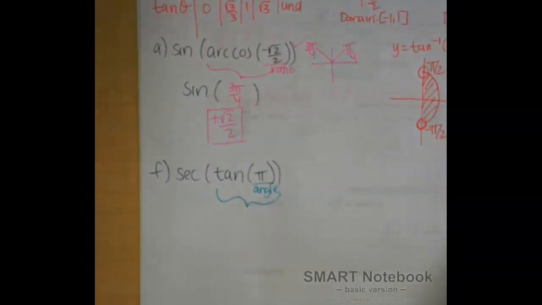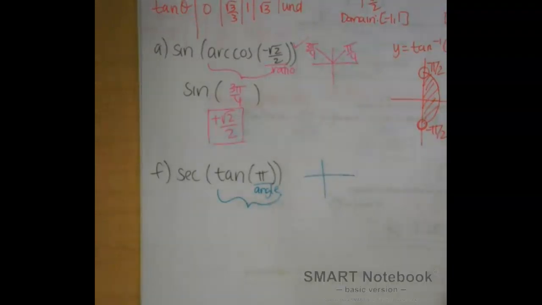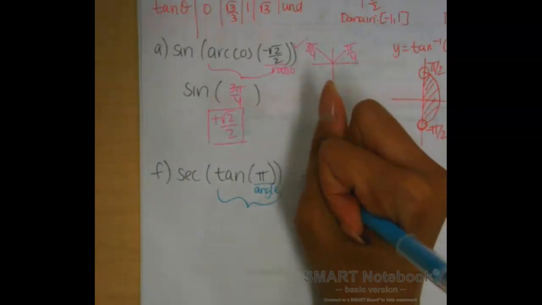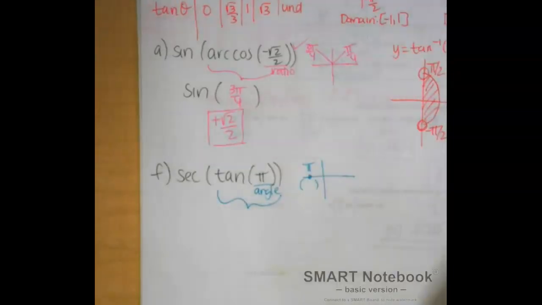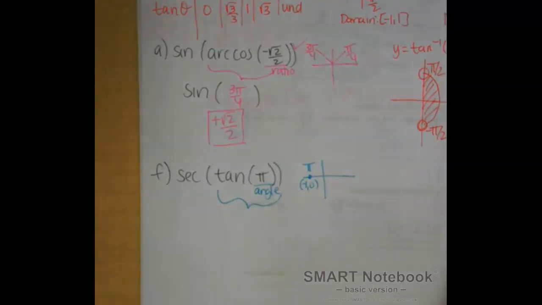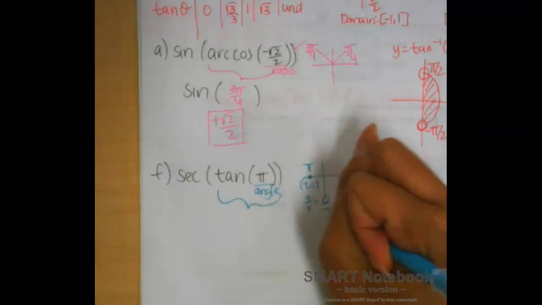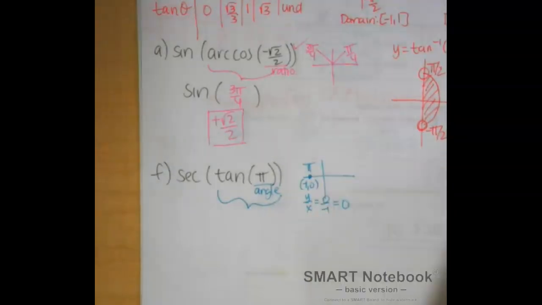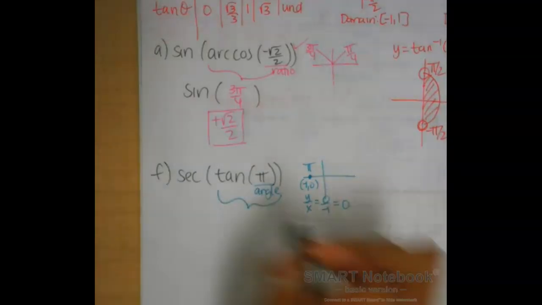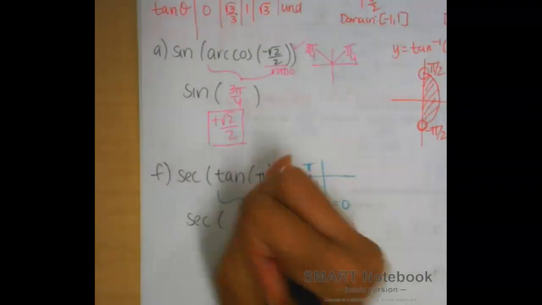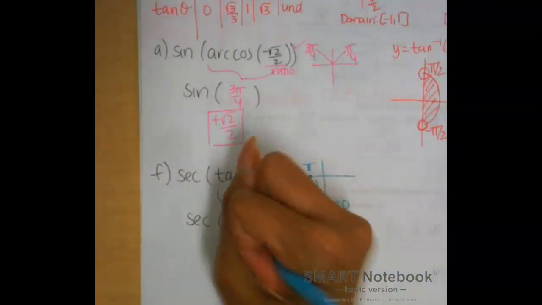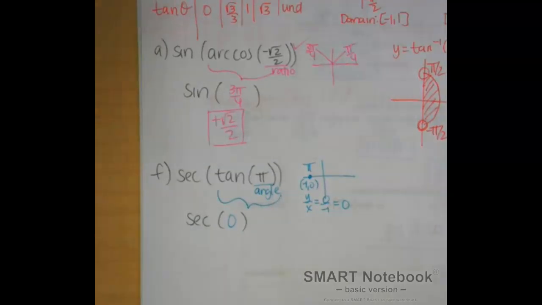Look at your unit circle or graph this out. What is tangent of pi going to be? Pi is over here. What's the coordinate for pi? And how would you calculate tangent at pi? Y over x. So y over x is 0 over negative 1, which is what? 0. Okay, cool. So by solving this, tangent of pi is going to give me 0. So let me write this out. Secant of something, and that something is 0. That's the value that we just found.